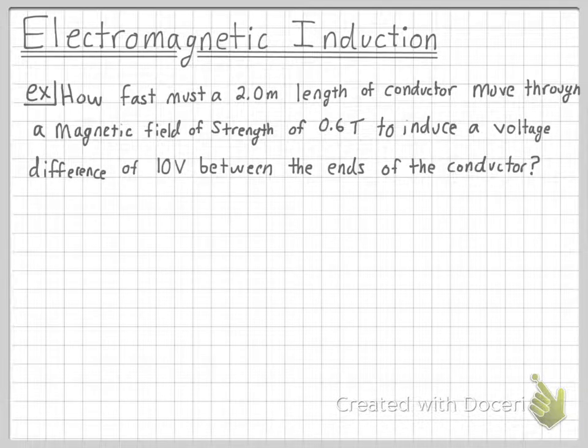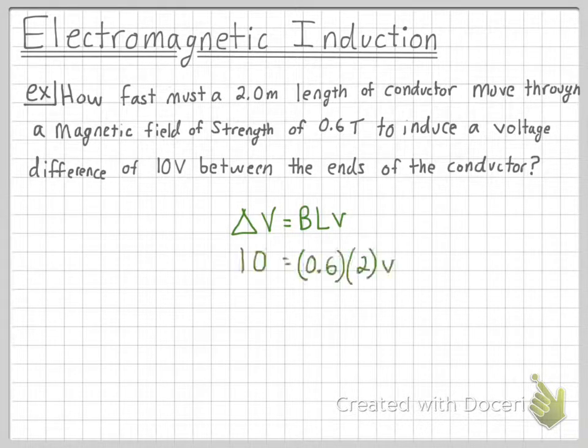How fast must a 2-meter long conductor move through a magnetic field of strength 0.6 teslas to induce a voltage difference of 10 volts between the two ends? So we know our voltage difference equation is BLV, and the magnetic field is 0.6, the length is 2, and the voltage difference that we want to achieve is 10 volts. So we plug in our values here, and when we solve, we see that this must be traveling at 8.3 meters per second.